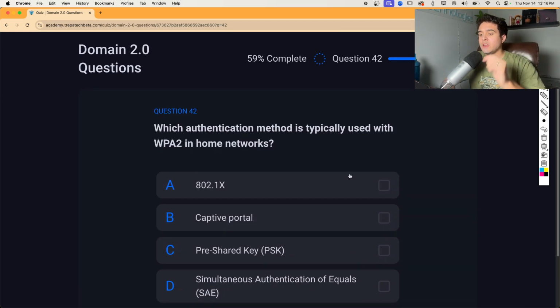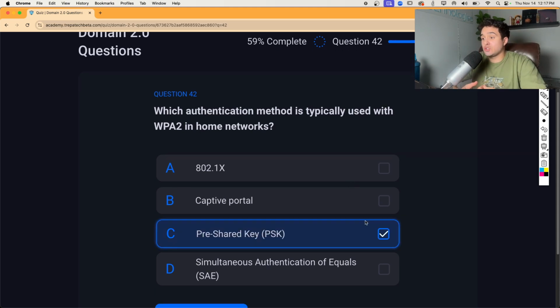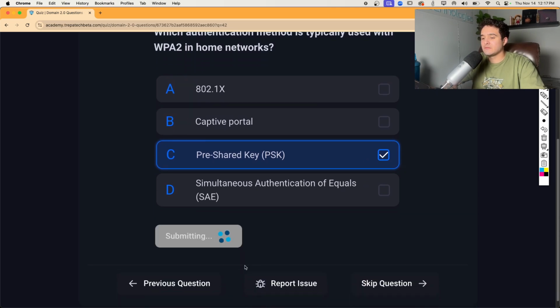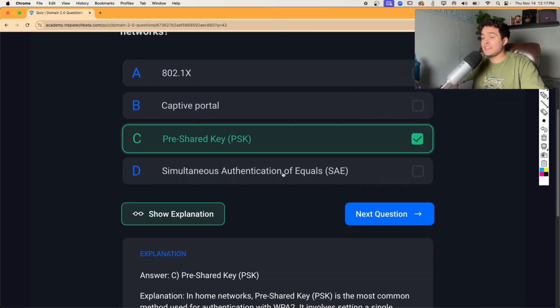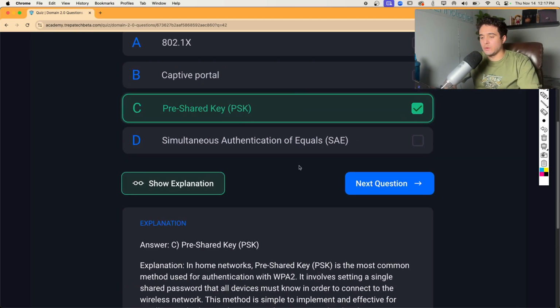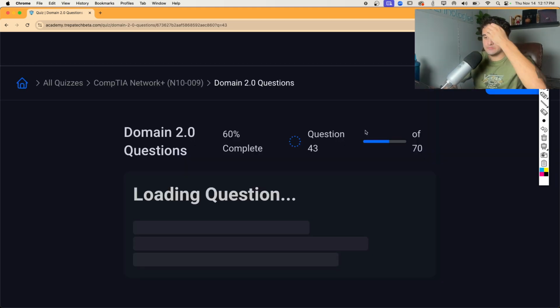Question 42. Which authentication method is typically used with WPA2 in home networks? That's pre-shared key. In home networks, you just type in your Wi-Fi password. That's PSK. WPA3 uses SAE, but it's still pre-shared key. It's just a password, but with enhanced protections. But it said WPA2 anyway. Okay, pause the video if you'd like to read the explanation.